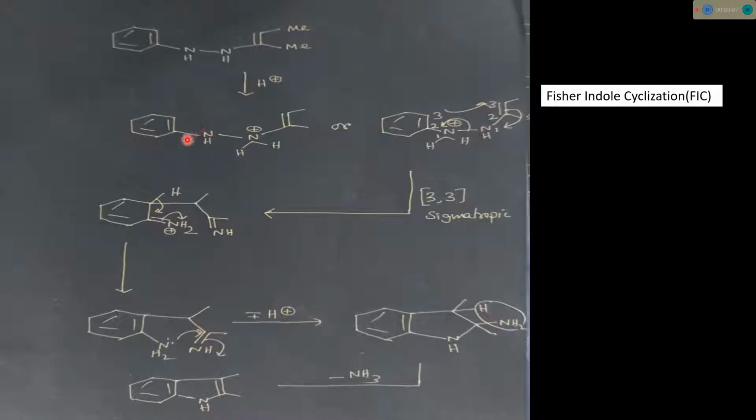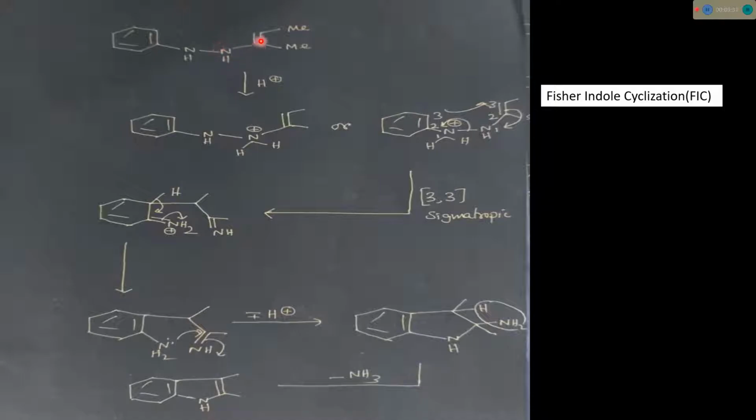This lone pair of nitrogen will not try to get involved in resonance with this phenyl ring, because if it is involved in resonance with the phenyl ring, there is a huge loss of energy, meaning the aromaticity of this phenyl ring. In that case this whole system becomes more unstable. That's why this lone pair is more available than this lone pair.